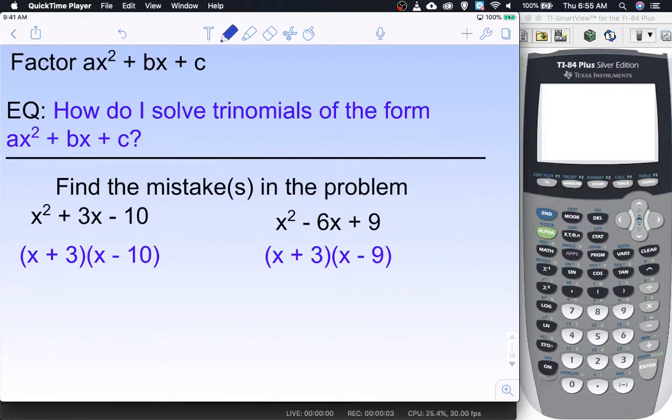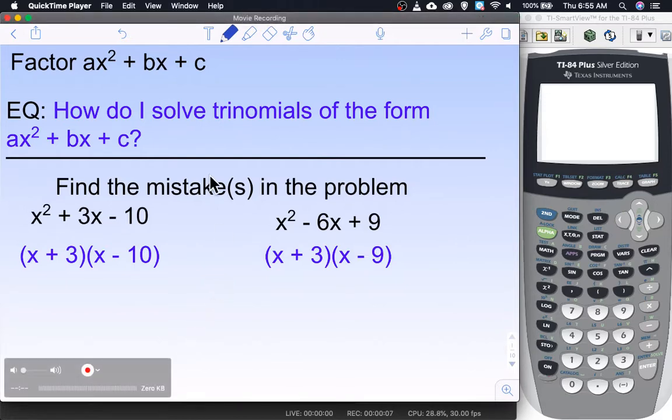Hello and welcome to this lesson on factoring trinomials, although now we're going to be factoring trinomials that look like this. The only difference between this and what we had in the previous lesson is that now we have a coefficient in front of the x squared term. Before this was always a 1, now it's going to be something other than 1, and that's going to complicate our factoring process a little bit.